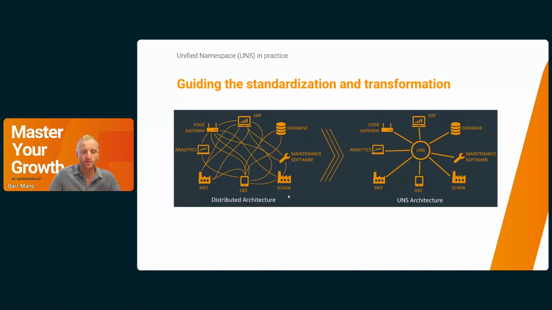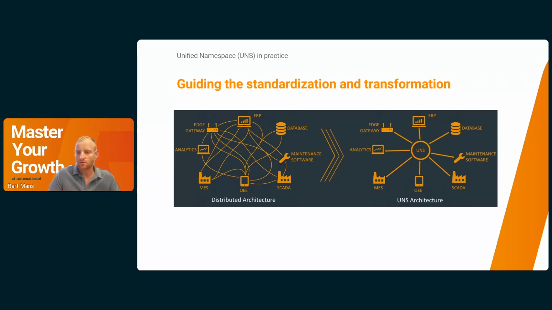Well, with the UNS architecture, the ERP system also has accessibility to the data directly coming from a PLC or from a SCADA system. So if that data is of interest, the ERP system can easily access it without the need of adding another point-to-point connection. But that's the difference from a traditional data model.